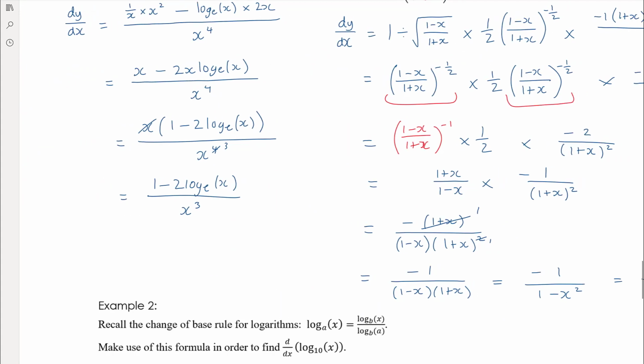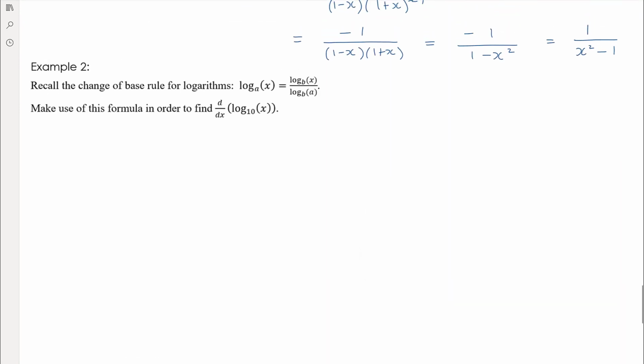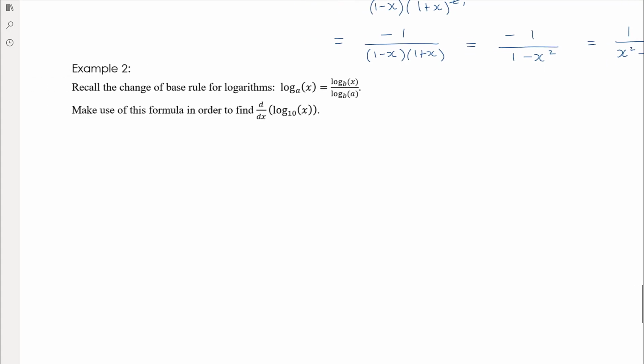Okay, last example here. I think it's the last one. We want to have a look, as I said at the beginning, at what about if it's a log that doesn't have a base of e? So let's think about our change of base rule for logarithms, which we've looked at previously. If we have log base a of x, we can change the base to b by writing it as log base b of x over log base b of a.